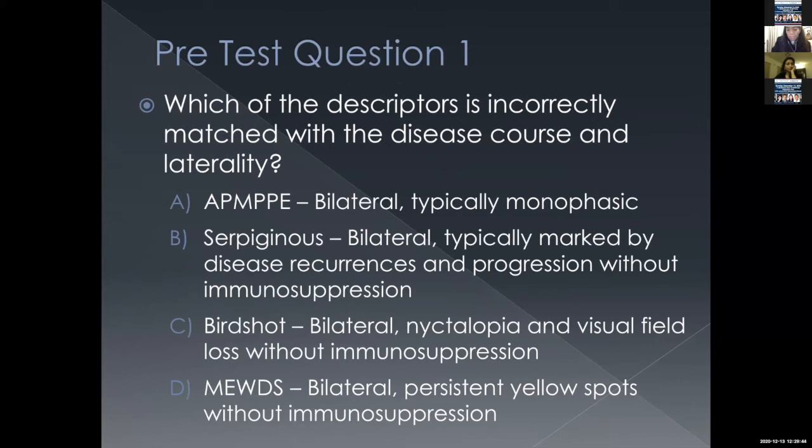The first question is, which of the descriptors is incorrectly matched with the disease course and laterality? A is AMPPE, or acute posterior multifocal placoid pigment epitheliopathy, bilateral and typically monophasic. B, serpiginous, bilateral, marked by disease recurrences and progression without immunosuppression. If you don't have immunosuppression, then patients may have disease recurrences. C, birdshot, a bilateral condition, nyctalopic visual field loss without immunosuppression. And D, MEWDS, bilateral persistent yellow spots without immunosuppression. So which of these is incorrectly matched?